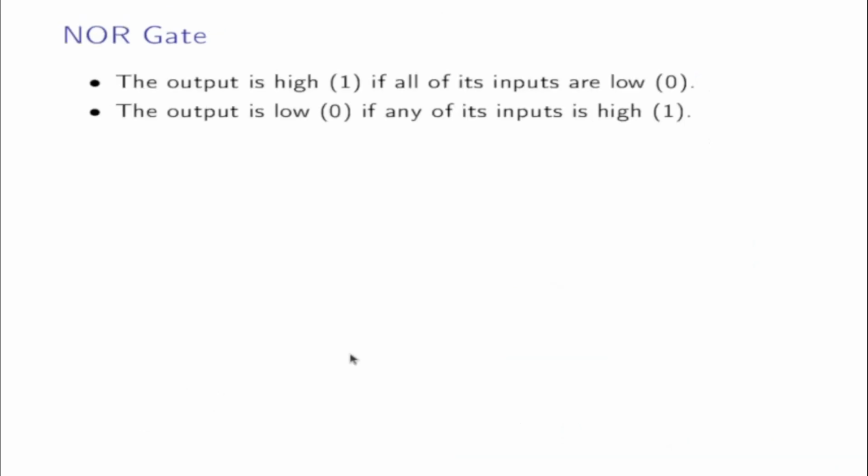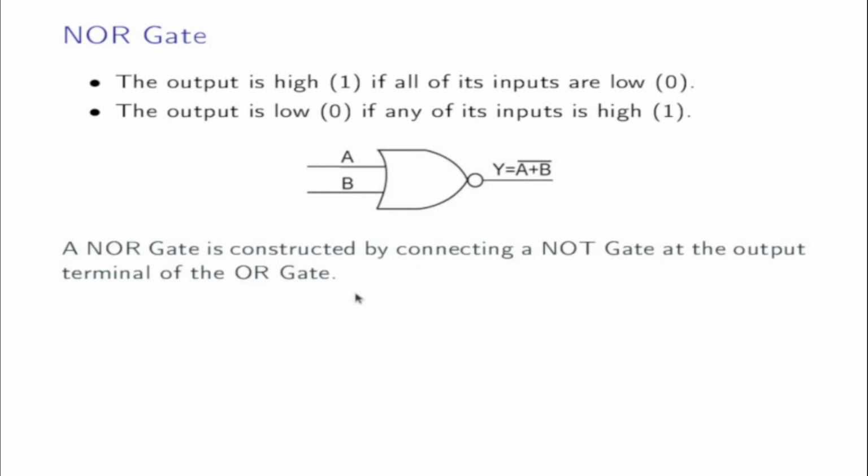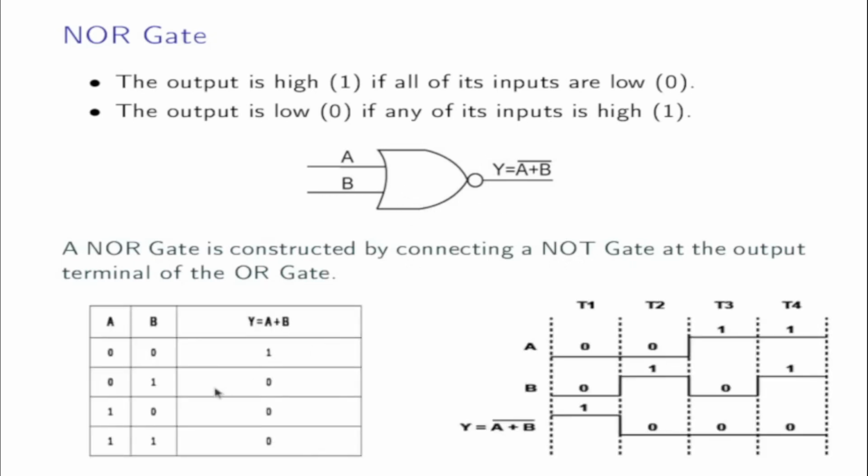Now the NOR gate. The NOR gate output is high if all of its inputs are low, and the output is low if any of the inputs is high. So this is the symbolic representation, A and B, and the output is A or B, all conjugate. So this is an OR gate with a NOT gate. A NOR gate is constructed by connecting a NOT gate at the output of an OR gate. So this is the truth table and this is the timing diagram.